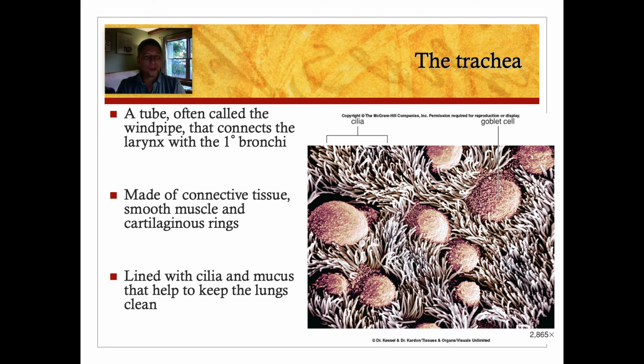Now, the trachea is a tube, often called the windpipe, and it connects the larynx, your voice box, with the primary bronchi, the two branches that lead into each individual lung. It's made of connective tissue, smooth muscle, and rings of cartilage that help to keep it open. The rings of cartilage are, if you ever make the OK sign, about that big, depending on how big your hands are, but about that size.